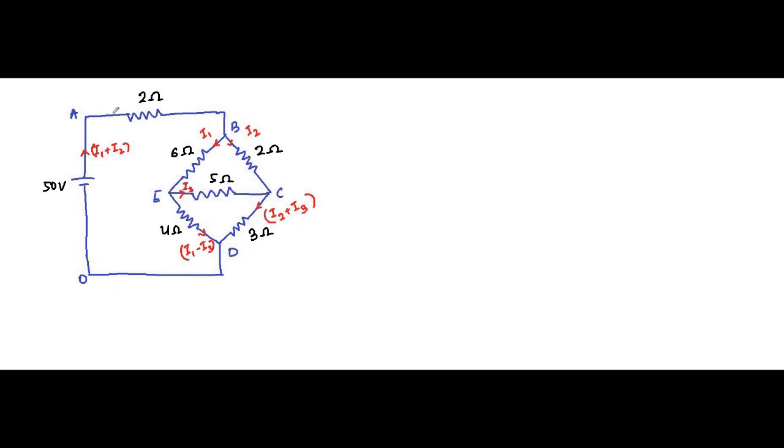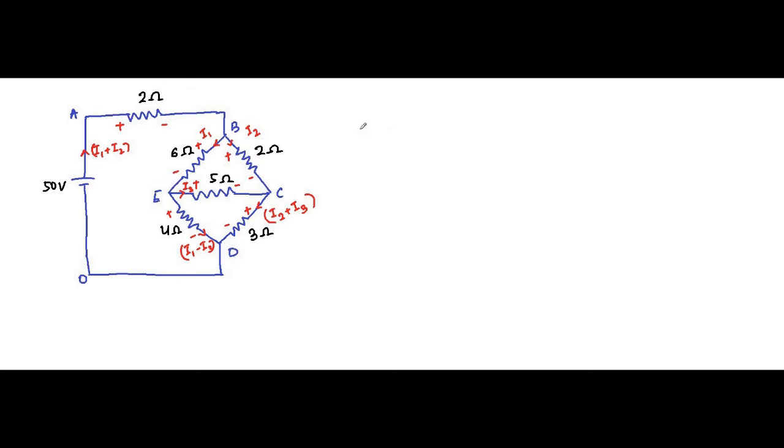Now we have to assign the polarities. Plus, minus, current flowing from plus to minus. Here also plus, minus. Here also plus, minus. Here also plus, minus, like this. Here also plus and minus. Okay, so we have assigned the polarities. Now we have to apply KVL.